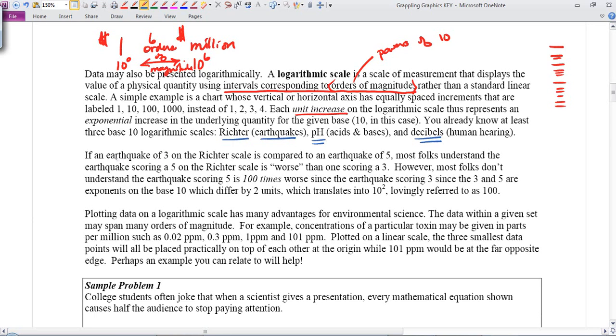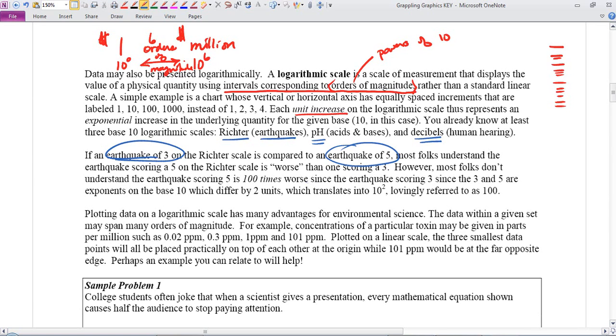When we talk about an earthquake of 3 on the Richter scale compared to a subsequent earthquake of 5, people know in a general sense, 5's a higher number, it must be worse. All right, but that's all they really know. They don't know how much worse. They don't understand what that really means.